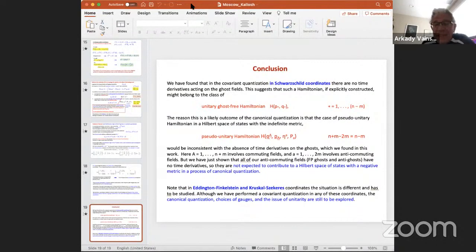Hi, Renata. Thanks for the talk. I'm just trying to check my understanding, to follow what you said. I believe that what you are saying is that, in principle, you can follow the program of normal unitary quantization with a Hamiltonian, with no ghosts, in this case, right? Is it correct?